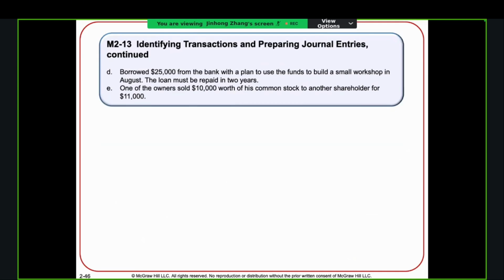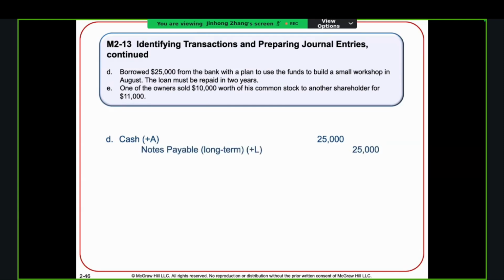Okay, borrow $25,000 from the bank with a plan to use the funds to build a small workshop in August. The loan has to be repaid in 2 years. Okay, somebody? Good. Accounts payable. Yeah, so you have cash increase, right? $25,000. Yeah, and then payable, $25,000.